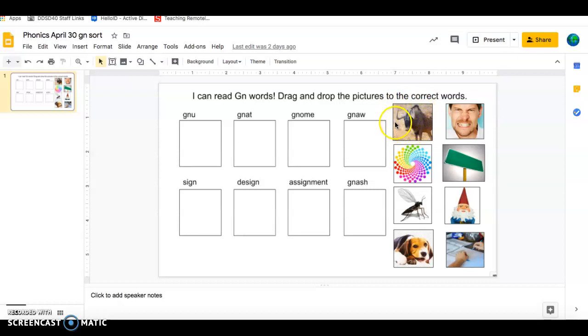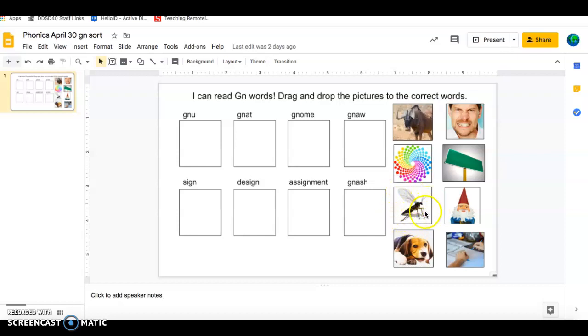So, my turn, your turn. New, gnu, that's an animal. Gnash. Gnash means to put your teeth together in a fierce way. Design. This one's tricky. This is a sign. The sign is blank. It doesn't have anything on it, so it can be kind of confusing.